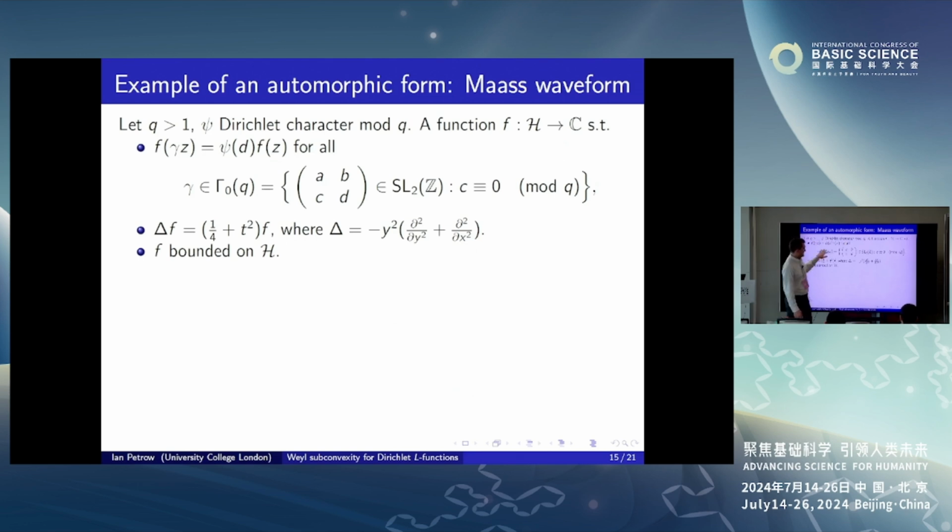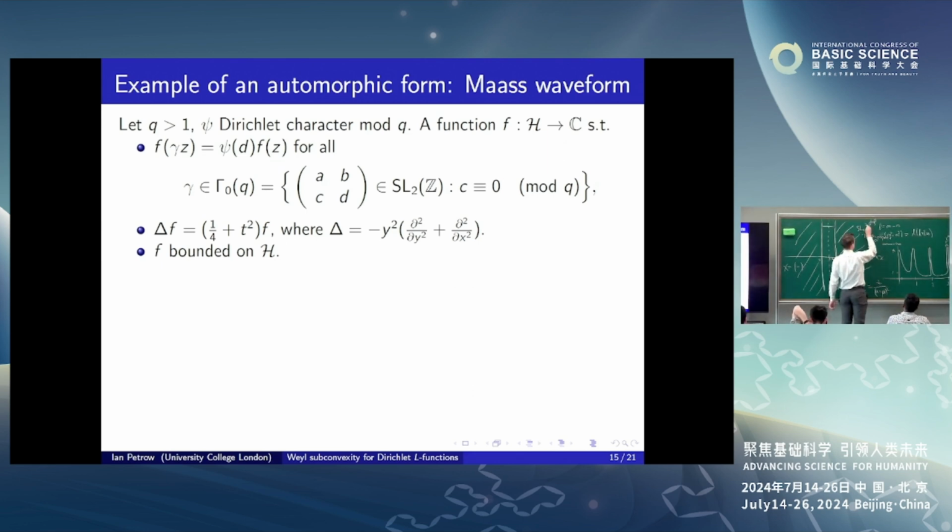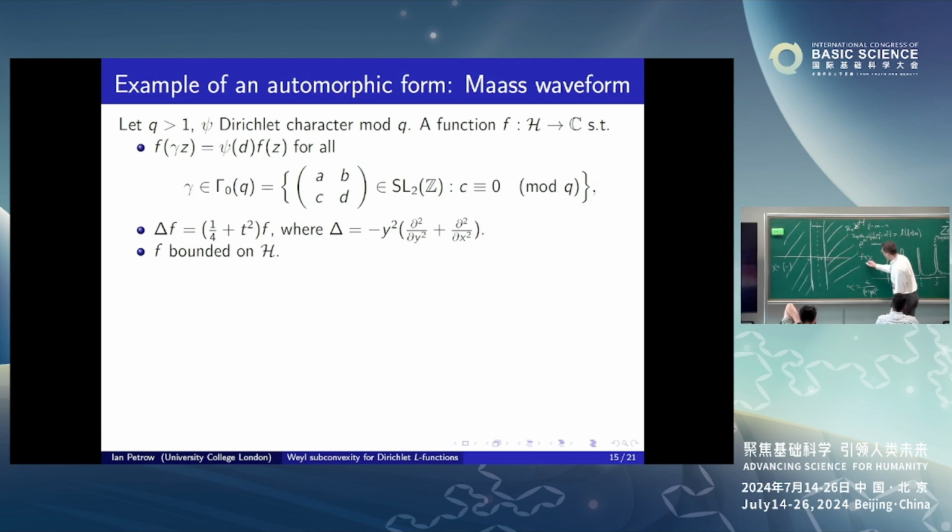These examples of automorphic forms are called Maass waveforms, and they're going to be functions on the upper half plane, and this will just say it's invariant by some group. If I let q be equal to 1, then this condition here is empty, and you just have SL2Z, the group of 2x2 matrices over the integers with determinant 1. So this is just saying that this function is invariant by SL2Z, and so this is really a function on the upper half plane mod SL2Z.